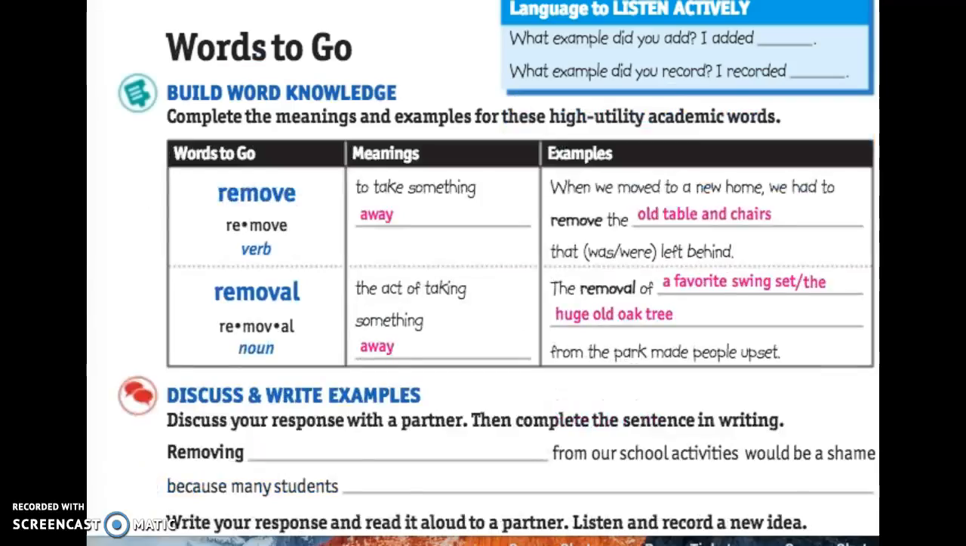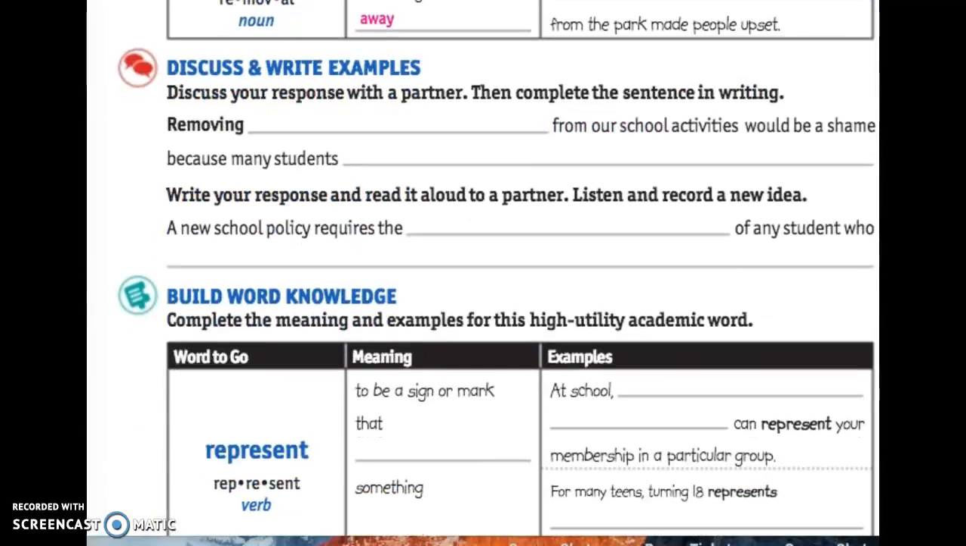All right, let's go down to discuss and write examples. It says discuss your response with a partner. Well, we're going to be talking it here, me and you in the video. Then complete the sentence in writing. So this says removing. Now notice removing is another form of the word remove. This is the act of actually removing. So removing blank from our school activities would be a shame because many students blank.